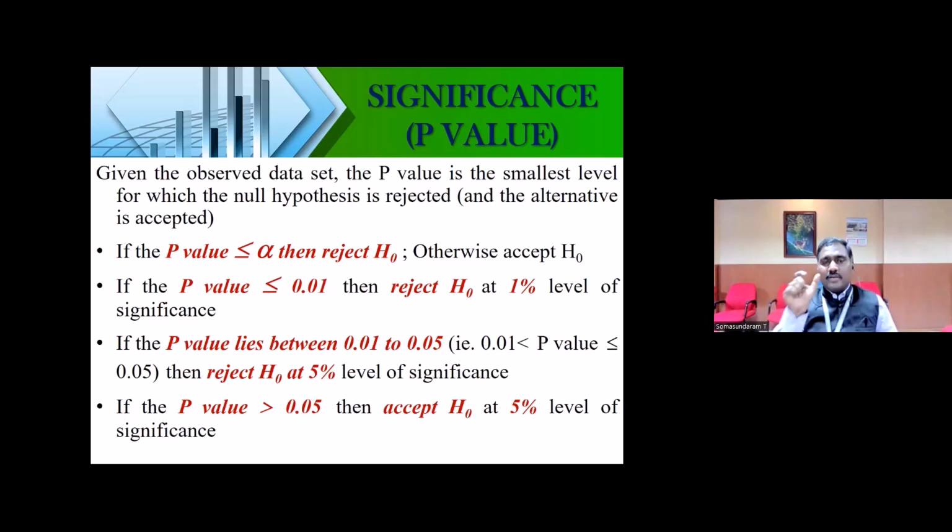From that, you can take one table value and compare it with the calculated value. When your calculated value is less than the table value, you will accept the null hypothesis. When your calculated value is greater than the tabulated value, you will reject the null hypothesis. This is when you are working out the data in a manual way.